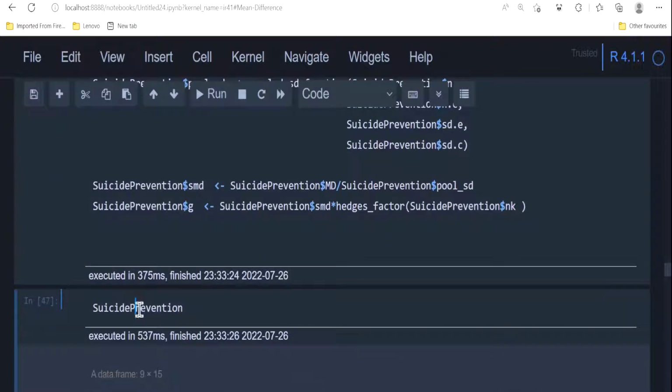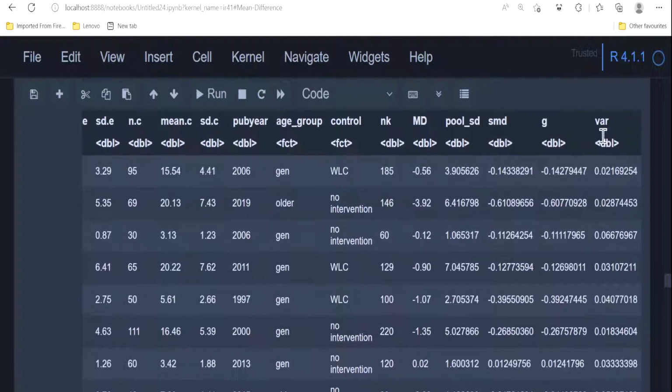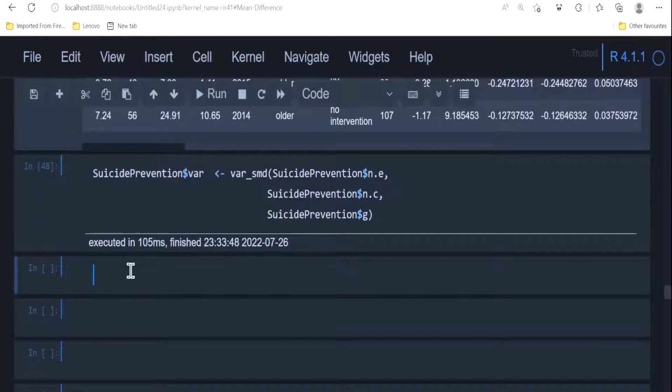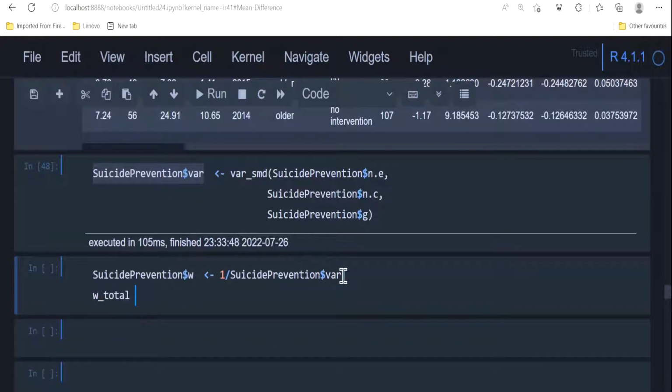So if I go back and run this, I will see the variance at the very end of my data. Now to pool, what I need is a weight, and the weight is the inverse variance. So I will simply take this and calculate something here. I call that the weight, the inverse variance. And I calculate the weight total. The weight total will be the summation of that inverse variance.